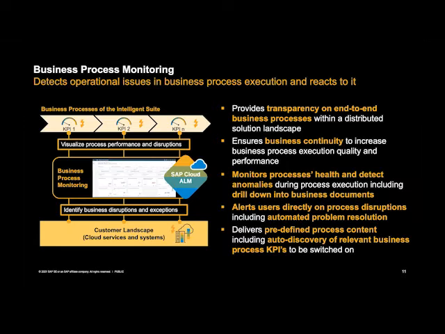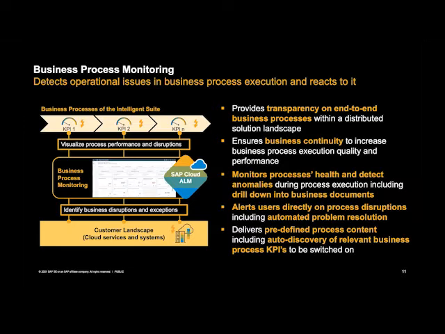This helps you ensure business continuity, to increase the business process execution and quality as well as the performance in here. So the way it works, as I said, we in SAP provide the content and those KPIs to visualize the process performance and the disruptions that you can see here. We capture this in your systems. So let me give a little bit of background to this. How does it work to monitor those processes and health, so that you see the health and detect those anomalies of those systems?